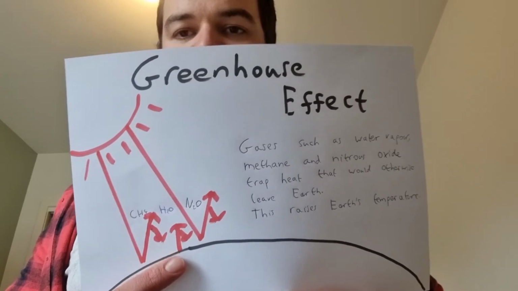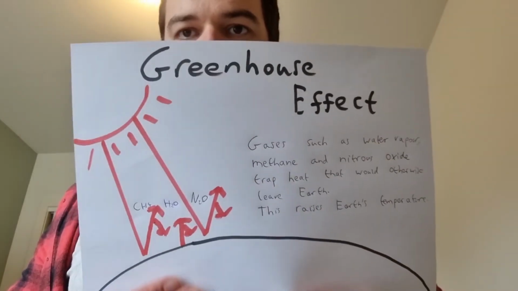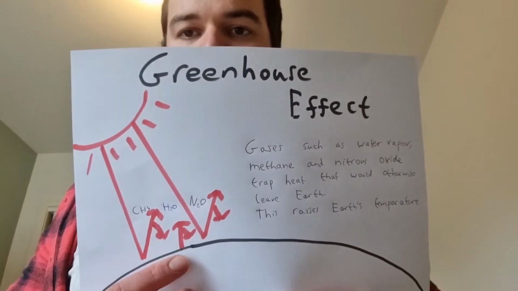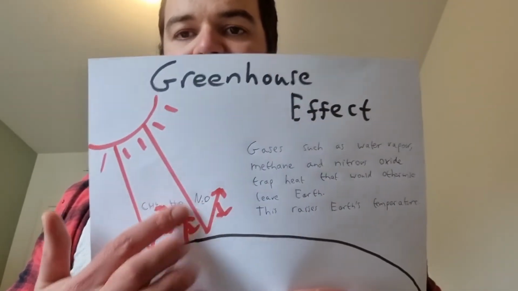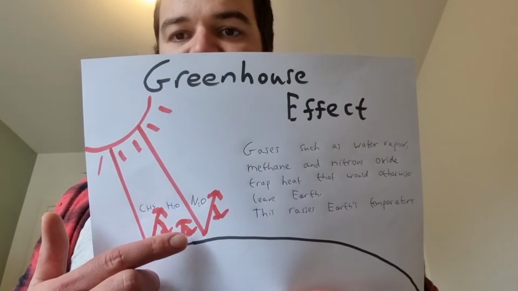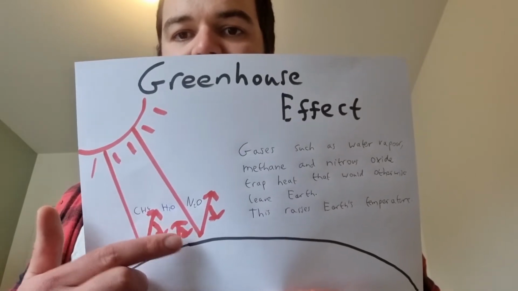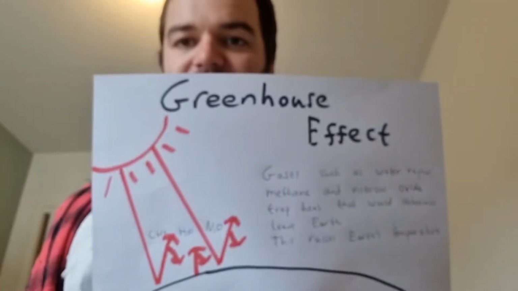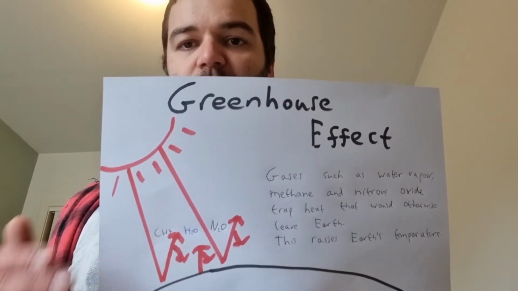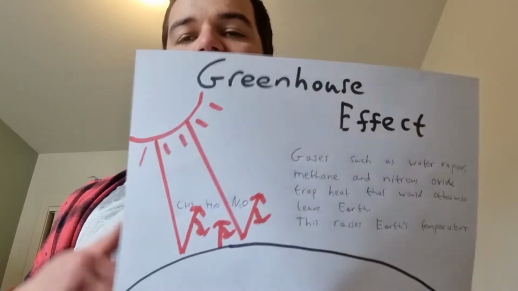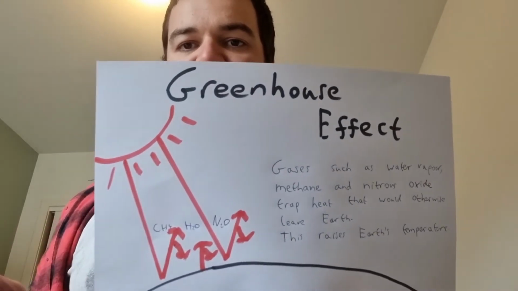Furthermore, there's heat radiating from inside Earth coming up through the core and the mantle of Earth. Again, that would normally just try and leave Earth through the atmosphere, but again, these greenhouse gases trap some of it, sending it back to Earth. So the effect of these gases trapping the heat and reflecting it back to Earth is what we call the greenhouse effect, and that raises Earth's temperature.